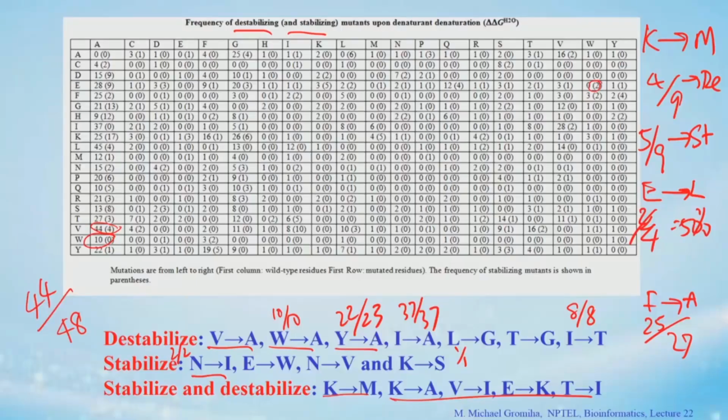On the other hand, in some cases, for example V to I, E to K, what is the V to I? This has 8 by 18 and 10 by 18. In this case we do not know whether it is stabilizing or destabilizing. With the maximum number we will take stabilizing. In this case we will have a lot of negative values. So, we assign these numbers and we can predict the stability change, whether this will increase or this will decrease.